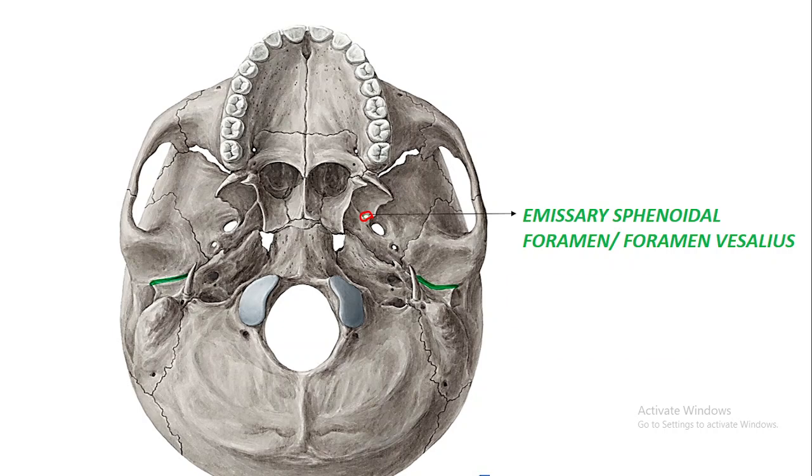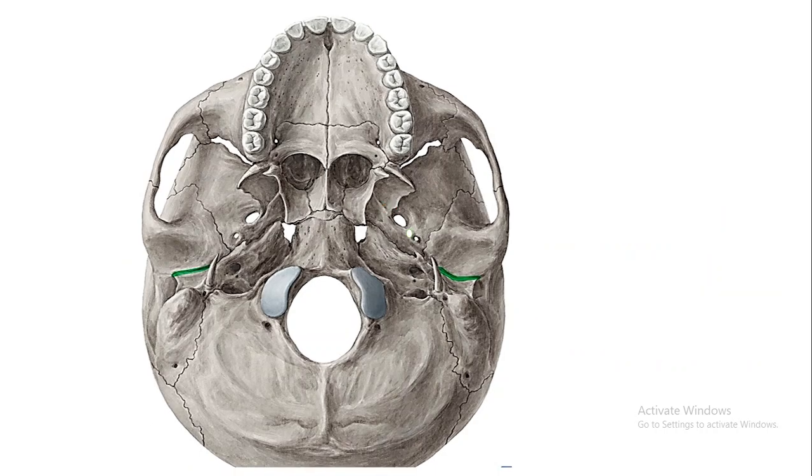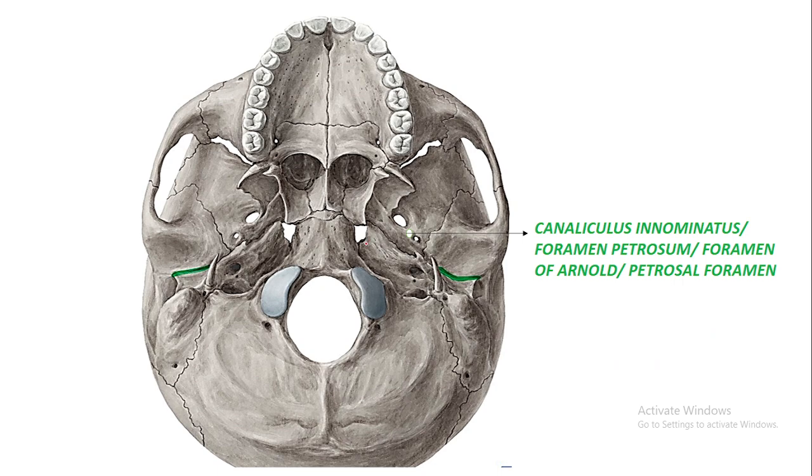So this is emissary sphenoidal foramen. It contains emissary vein connecting pterygoid venous plexus to cavernous sinus. Next is canaliculus innominatus. There is another foramen which may or may not be present between foramen ovale and foramen spinosum. This is called canaliculus innominatus or foramen petrosum or foramen of Arnold or petrosal foramen.